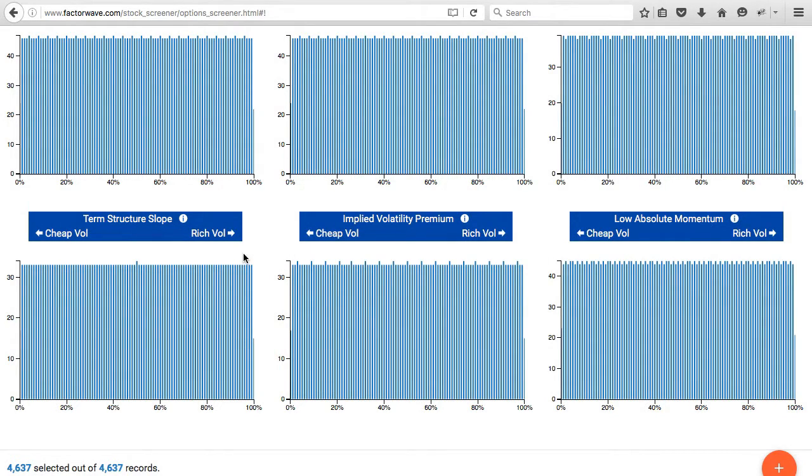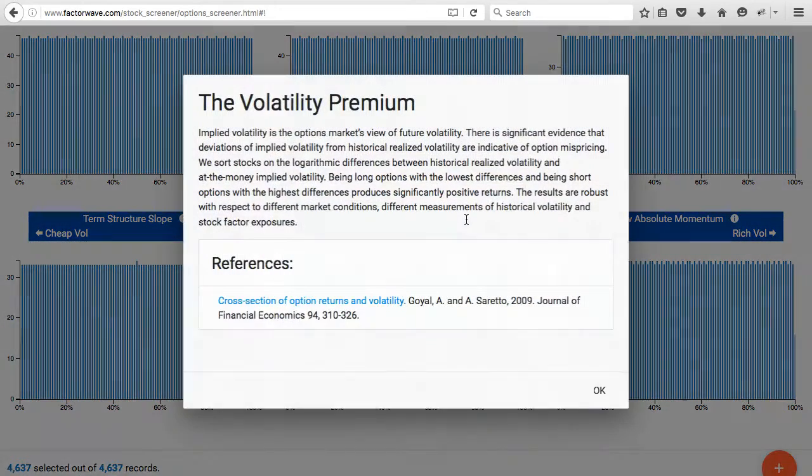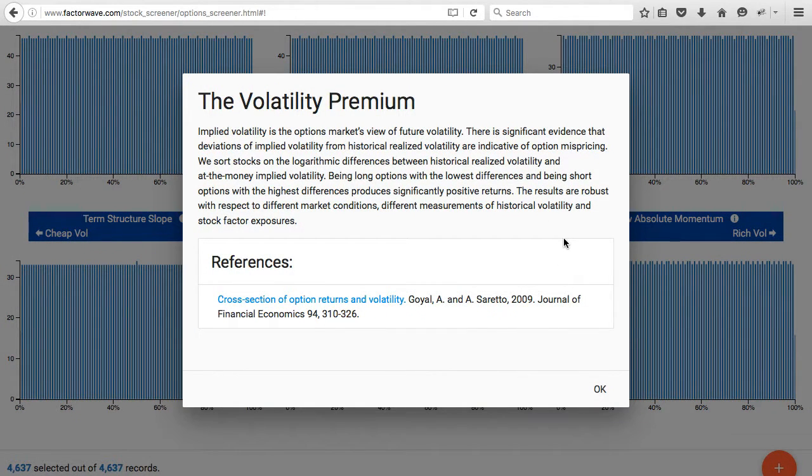The implied volatility premium is the difference between the implied volatility and the previous realized volatility. We're doing this in a very robust way. We're comparing 1 month implied volatility to the realized volatility over the previous 100 days. But the measure is far more robust than that.